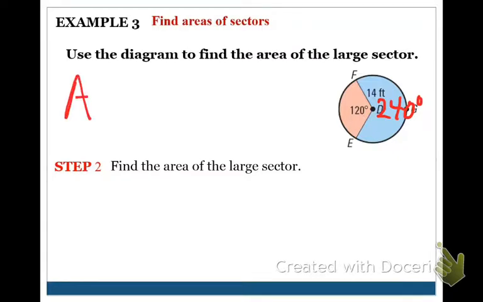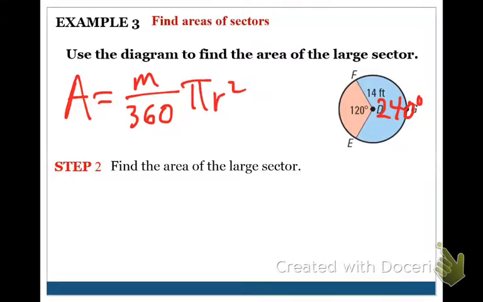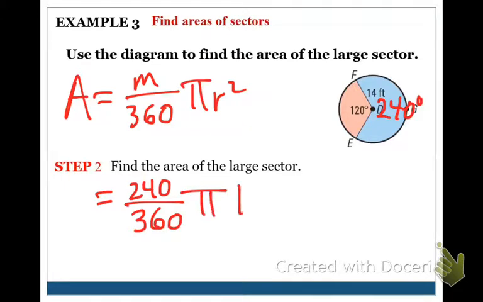So we have the area equals m over 360 times pi r squared. That's going to be equal to 240 over 360 times pi times the radius, 14 feet, squared. That should do it for us. Go ahead and calculate your answer.